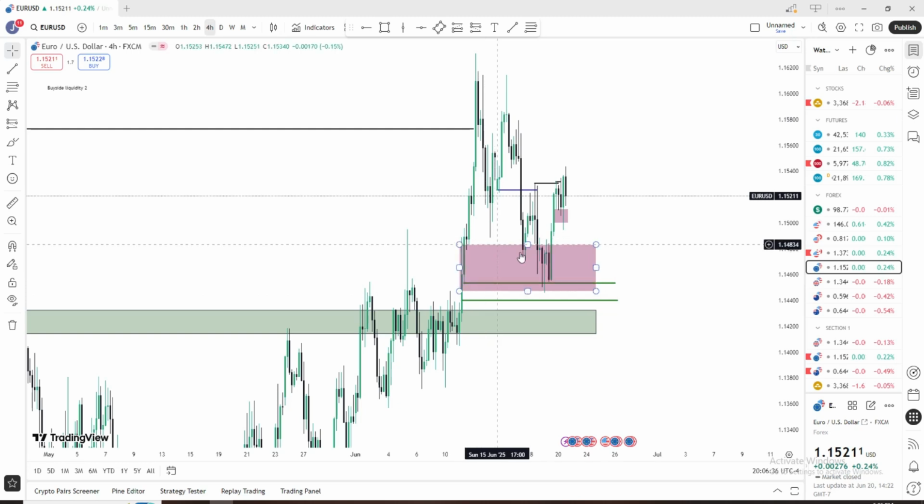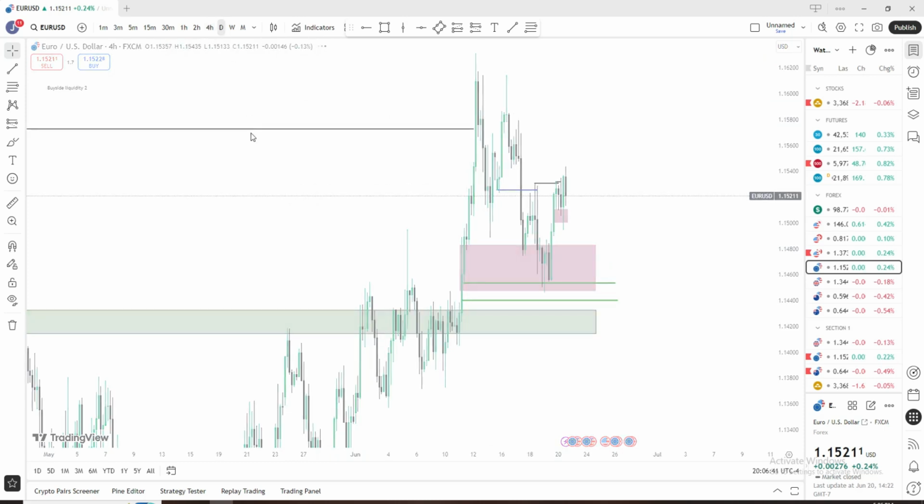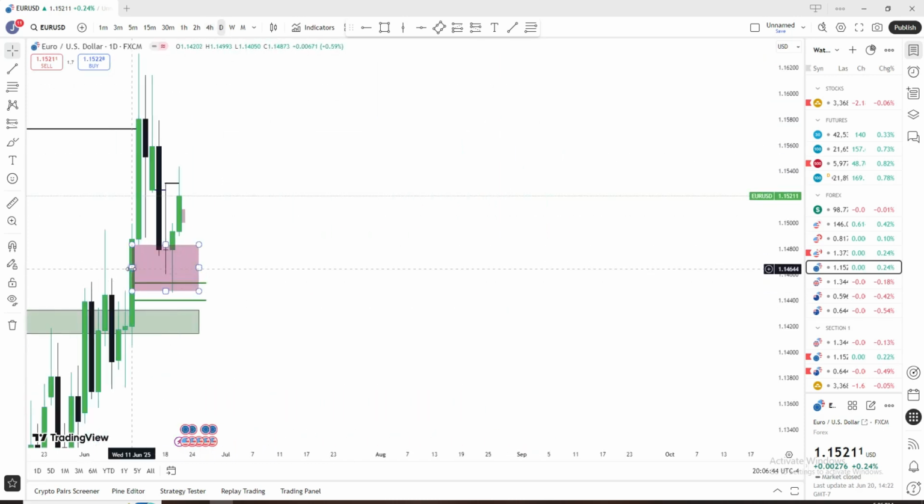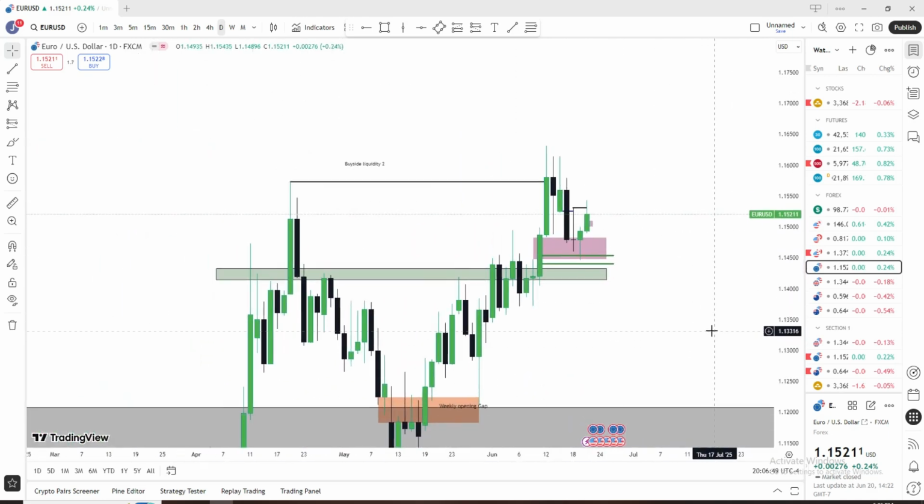This is the 4-hour. Let me delete this. This is for the daily fair value gap to the upside. You can see this daily fair value gap. It came down, fair value gap. I'm expecting an up move. If we are expecting a bullish move here, that means we are expecting a bearish move on the dollar. You understand the theory? We're expecting also a bullish move on the GBP. That's what we're expecting. So this has met the criteria for the bullish move.